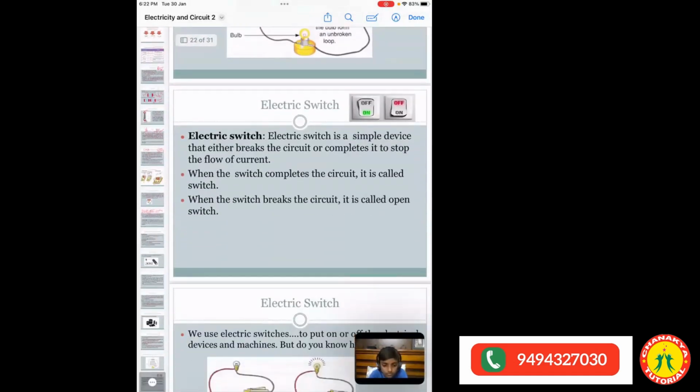Then we also need an electric switch, which is a simple device that either breaks the circuit or completes it. When the switch is closed, the circuit is called a closed circuit, and when the switch breaks it, it is called an open circuit.